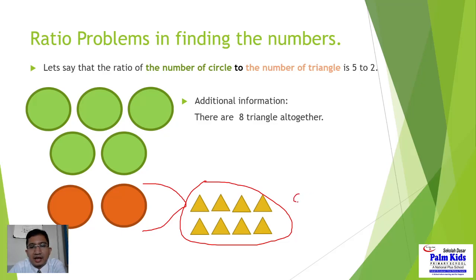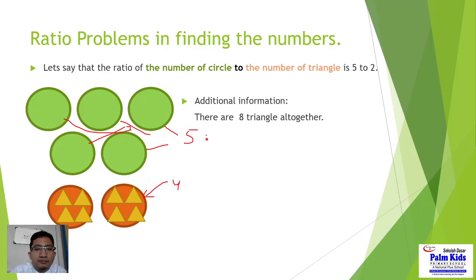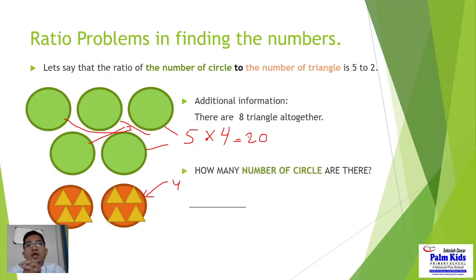So all you need to do is divide the number of triangles by the number of ratio parts. So you get 8 triangles divided by the ratio of 2. So there are 4 in each ratio part. Now we can see that we can fit all of the 8 triangles into 2 of these ratio parts, that is 4 each. Now we can also say that if one of these parts is 4, then each of the circle parts will also be 4. So we can say that there are 5 ratio parts of circles multiplied by 4 each, which is 20. So when you ask how many circles there are, we can answer 20 easily.